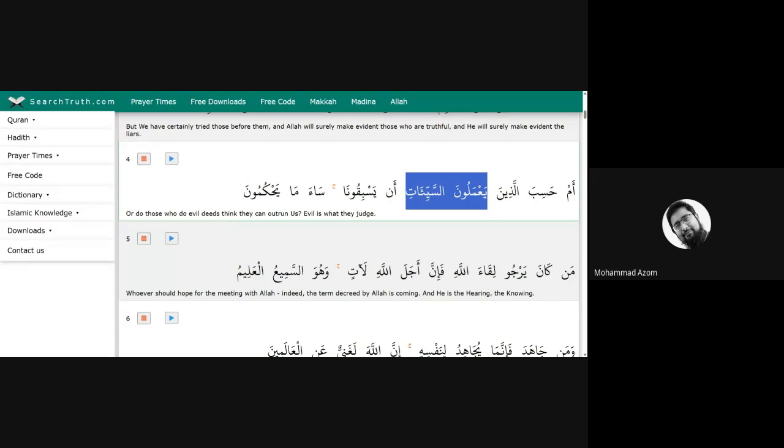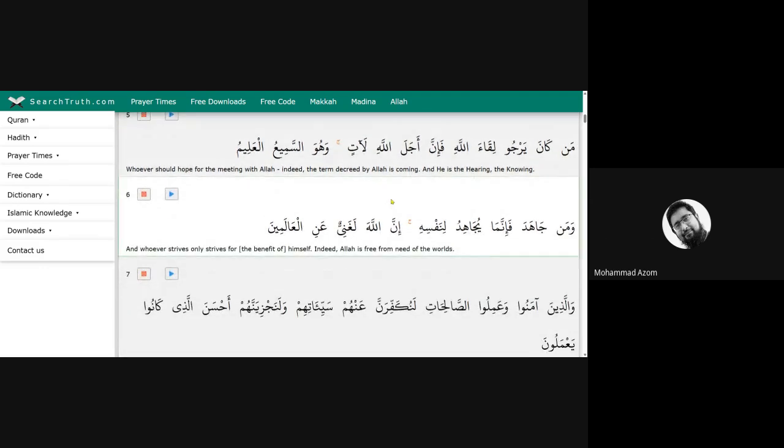Maful is the details. Yamaluna means they do. They do what? Sayyat. Sayyat means bad things. Okay, so they do sins. Sayyati. So this is nasab because it's maful bihi. So what do they do? They do sayyat.